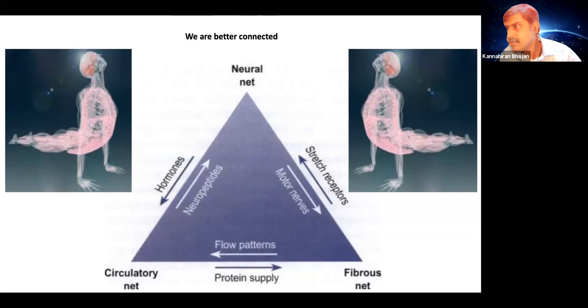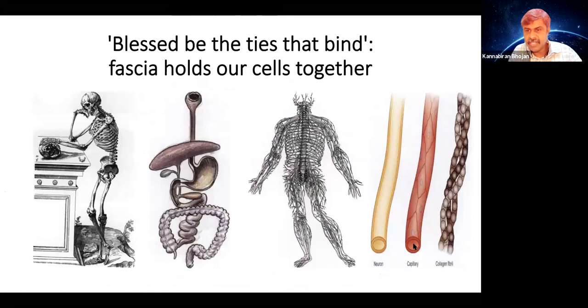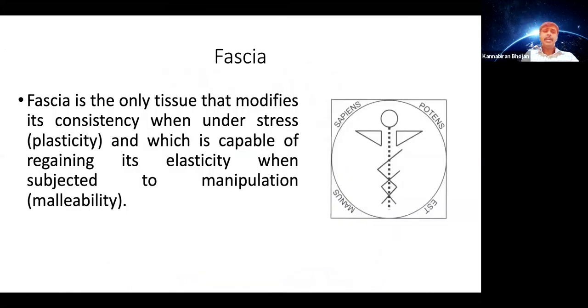And then you have the protein supply, which is very important. So the stretch receptors are directly connected from the fibrous net to the neural net. So now what is binding all these nets? We saw in the earlier picture, if you remember, there are three nets: neural net, fibrous net, and circulatory net. What is connecting them is again the fascia. Fascia is the only tissue that modifies its consistency when under stress. So it is malleable, it has plasticity, and it is capable of regaining its elasticity when subjected to manipulation.